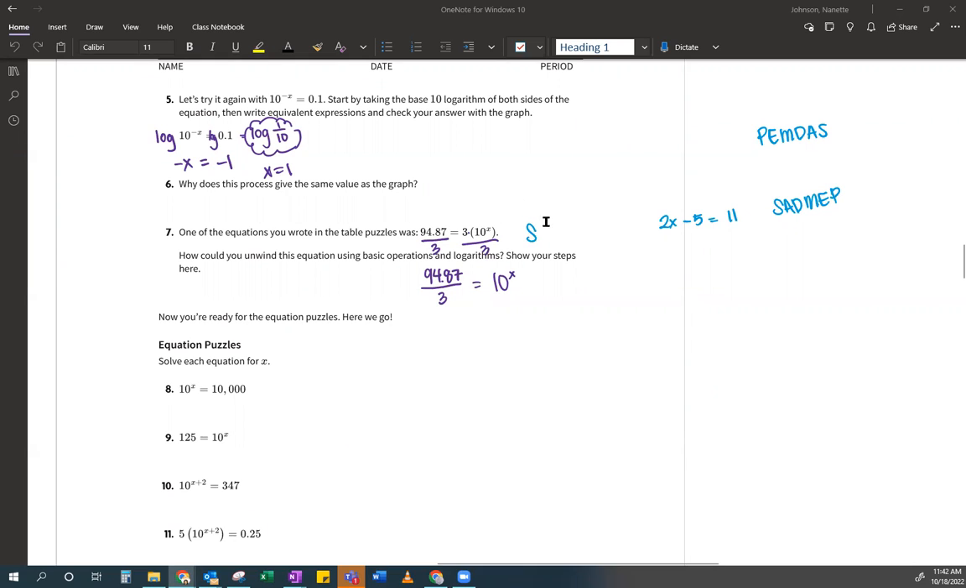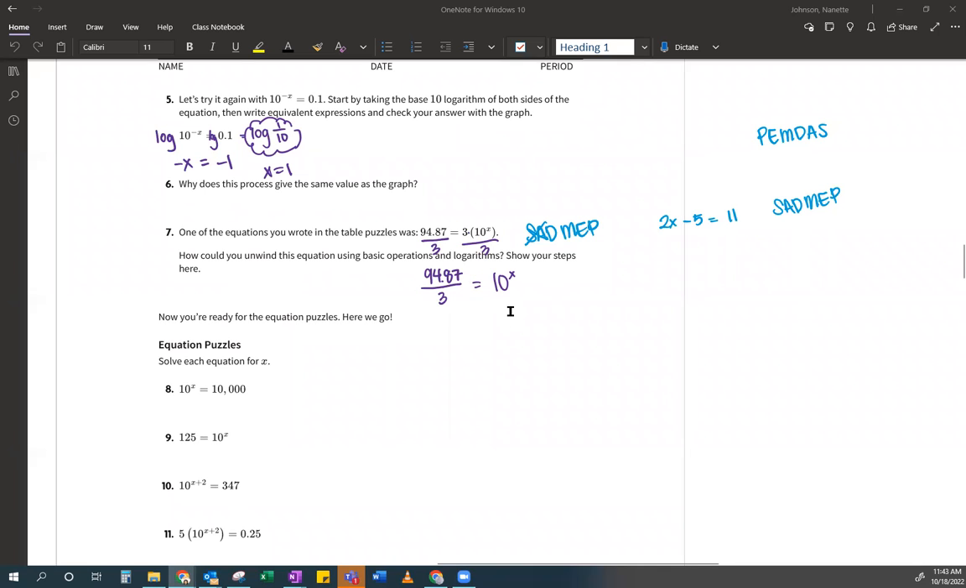And then we're going to be done in a second. If I follow SADMEP here, the first thing I say is, do you have any subtraction or addition? Nope, so I cross it off. Do you have any division or multiplication? Yeah, there's multiplication. So that's why I had to divide by 3 first.